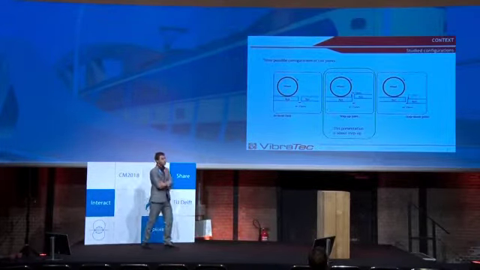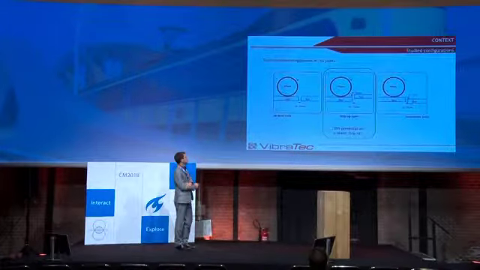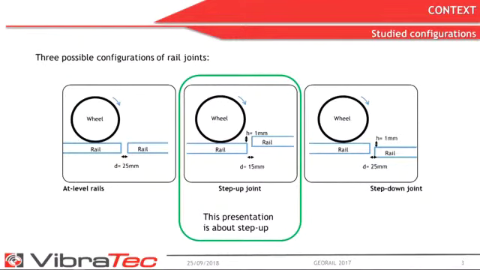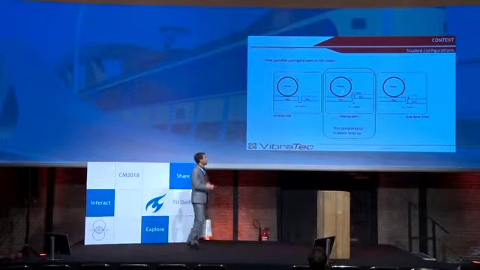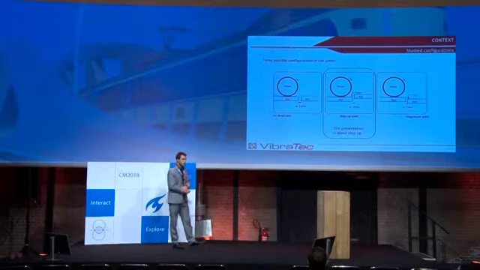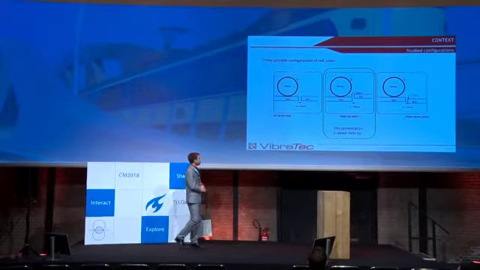Three possible configurations of rail joints. First one is level rails, so the two rails are at the same level and the wheel is crossing the joints. The second one is a step-up joint, and the last one is a step-down joint. So we have performed computation on all three of them, and we will only focus on the step-up joint in this presentation. The parameters are the height of the joints, which is 1 millimeter, and the size of the gap, which is 15 millimeters in this case.